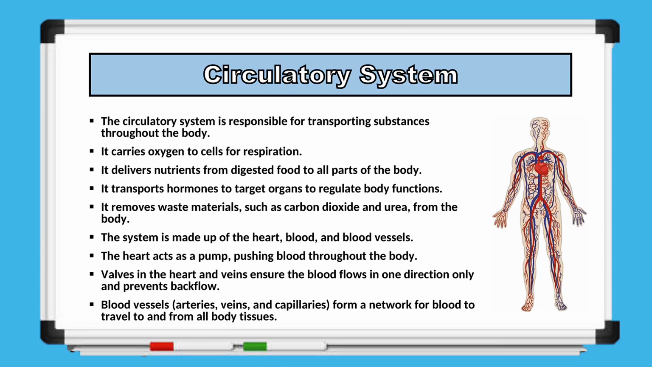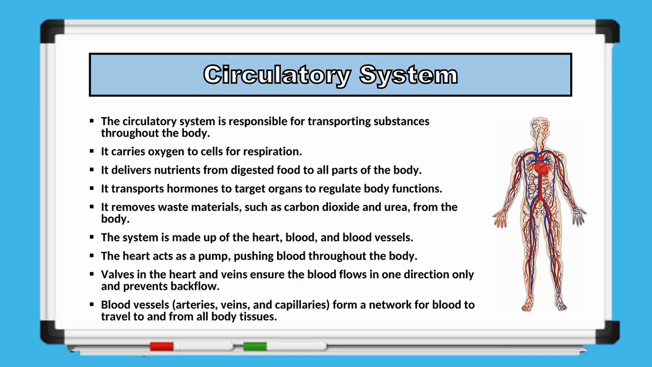When we study the circulatory system, we discover that it plays a vital role in moving important substances around the body. This system makes sure oxygen reaches every cell so respiration can take place. It also delivers nutrients from the food we digest to all parts of the body, ensuring every organ gets the energy it needs. In addition, the circulatory system carries hormones to their specific target organs, helping regulate different body functions. It is also responsible for removing waste materials, such as carbon dioxide and urea, so the body can stay healthy.